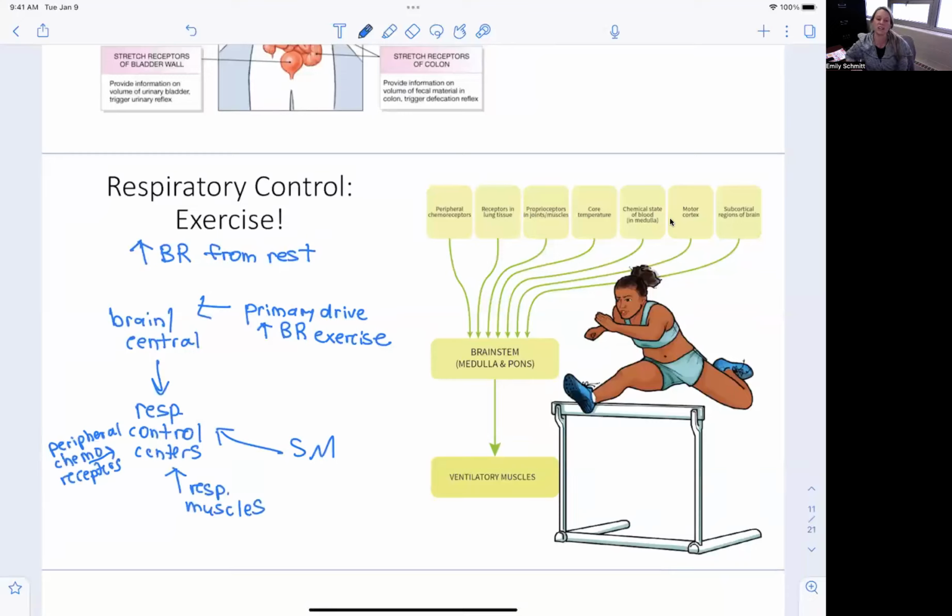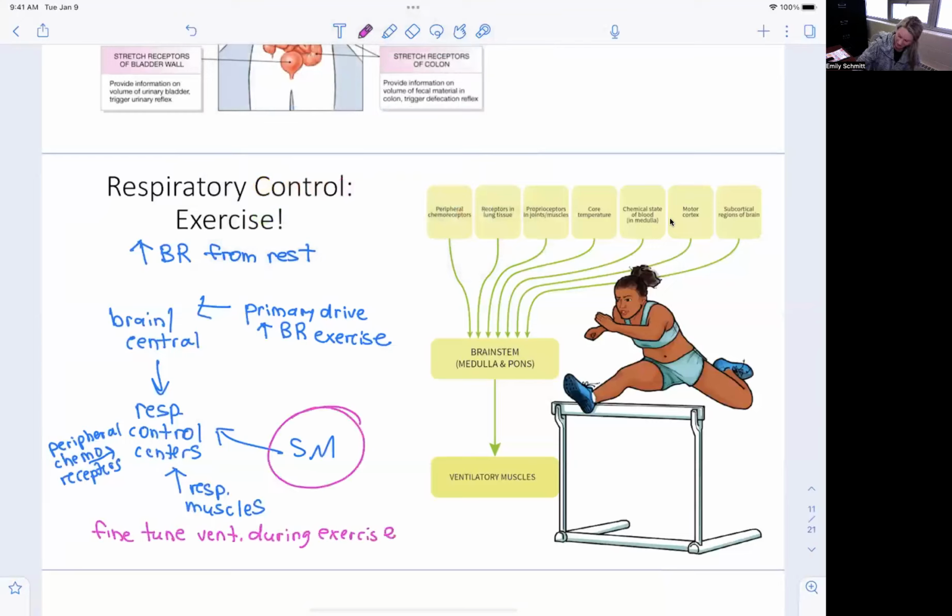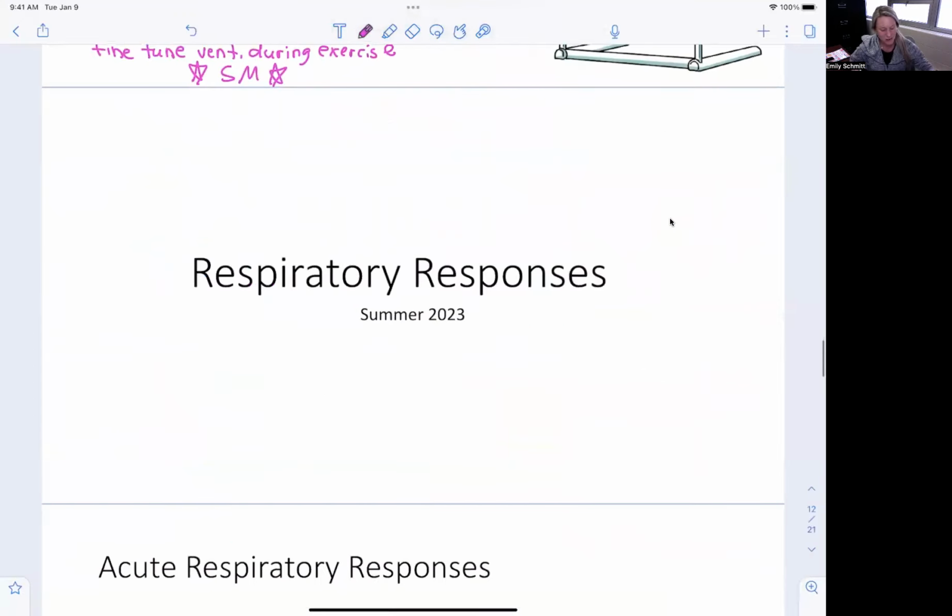And so this question that we posed in the beginning of lecture of what acts to fine-tune ventilation during exercise, actually the skeletal muscles. Pretty cool. All right, so let's go ahead and finish up this unit discussing respiratory responses.